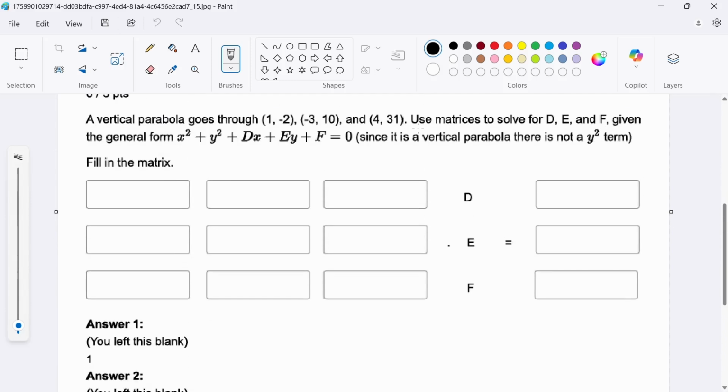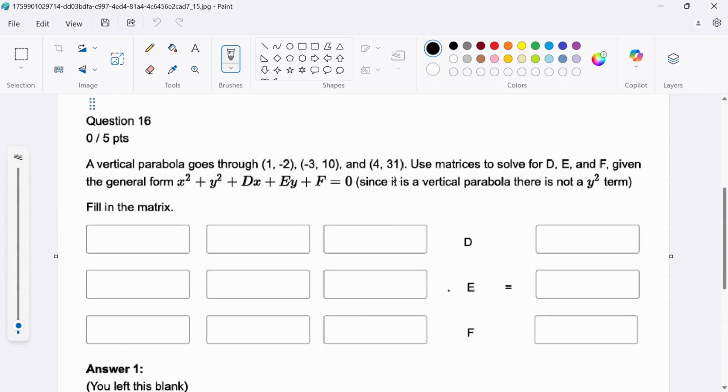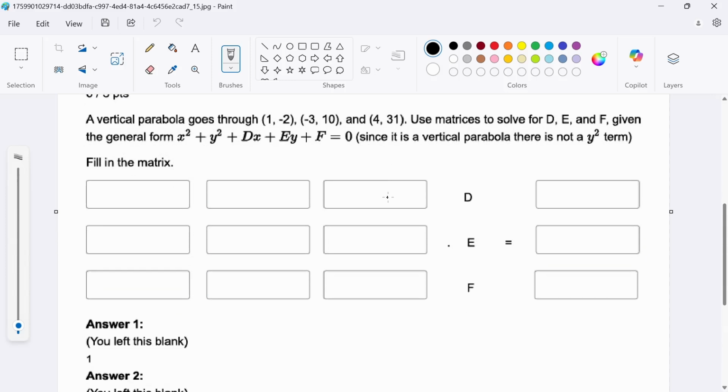All right, this is 16, and this is pretty similar. A vertical parabola goes through 1, negative 2, negative 3, 10, and 4, 31. Use the matrices to solve for D, E, and F, given the general form. Since this is a vertical parabola, there's not a y squared term. So let me do the points. Here's 1, negative 2.